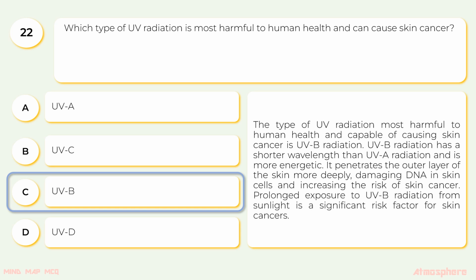UVB has a shorter wavelength than UVA radiation and is more energetic. It penetrates the outer layer of the skin more deeply, damaging DNA in skin cells and increasing the risk of skin cancer. Prolonged exposure to UVB radiation from sunlight is a significant risk factor for skin cancers.